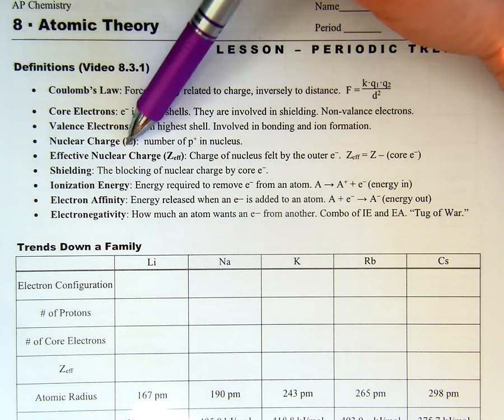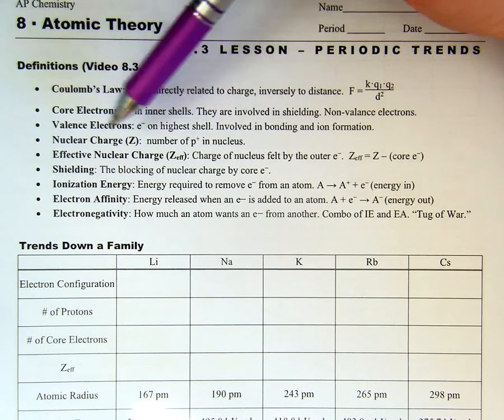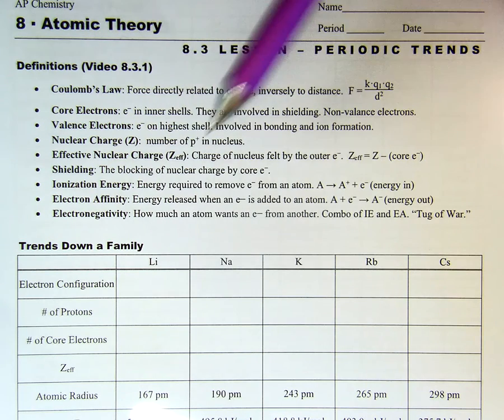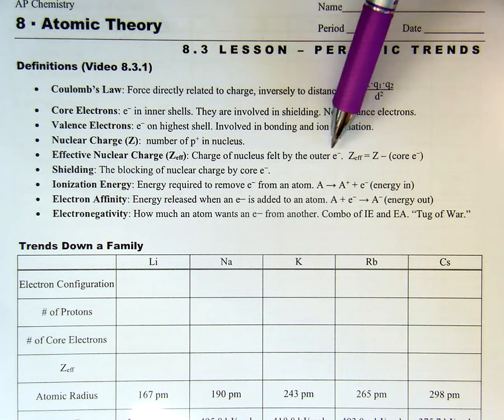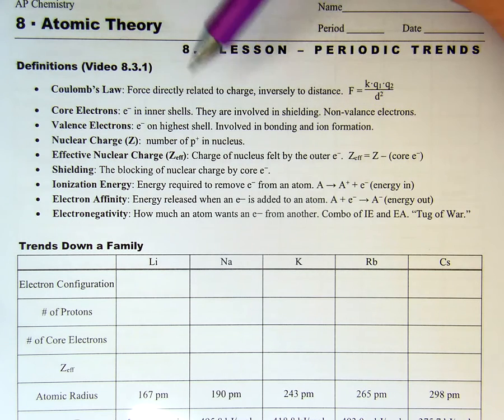Nuclear charge is denoted with a capital Z. That's the number of protons in the nucleus. The effective nuclear charge is Z effective, the little EFF down there at the bottom. That describes the charge of the nucleus that's felt by the outer electrons. So those outer electrons don't feel the entire charge of the nucleus because some of those inner core electrons shield it, and that was that shielding effect we talked about.